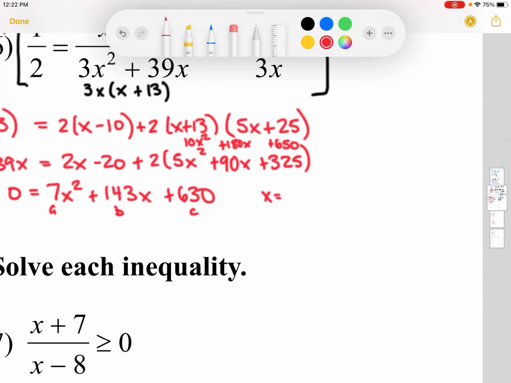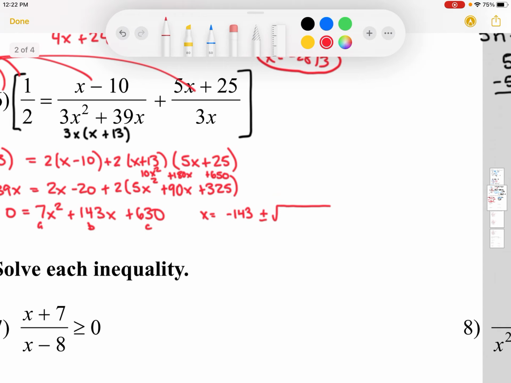So we're going to have x equals negative 143 plus or minus the square root of 143 squared minus 4 times 7 times 630. And all of that is divided by 2 times 7.